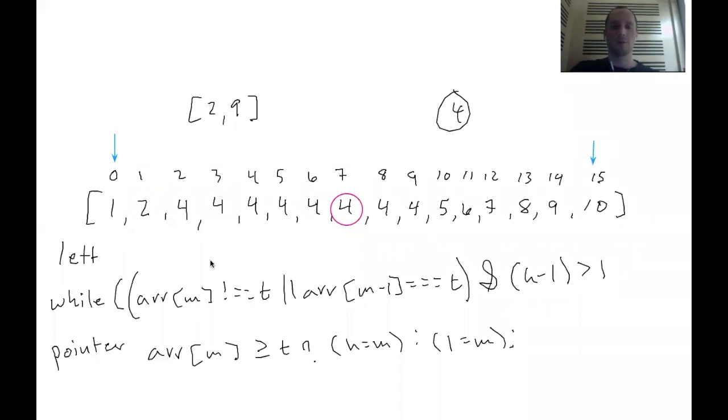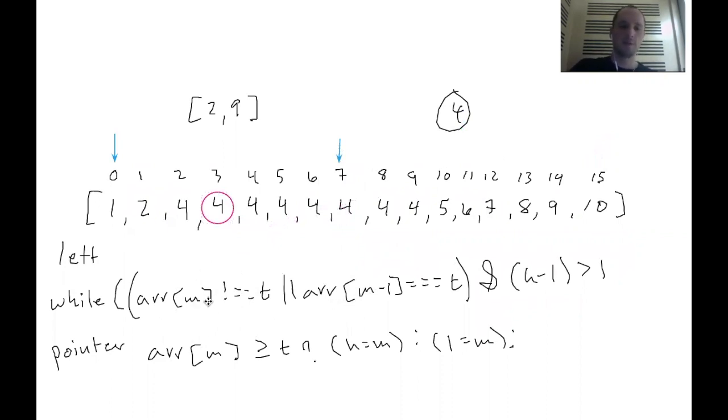Okay, so first we're going to check if either of these statements here are true. Is our current position not equal to the target? That's not true. Is our current position at m-1, which is at index 6, equal to the target? It is, so we need to keep looping. So we'll do our pointer reassignment. Our current position is greater than or equal to the target, so we'll move our high pointer, and then we'll move our midpoint, and we'll keep looping.